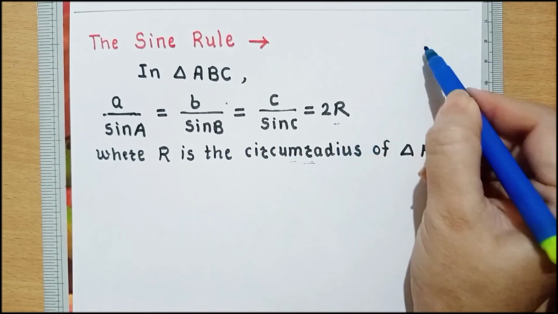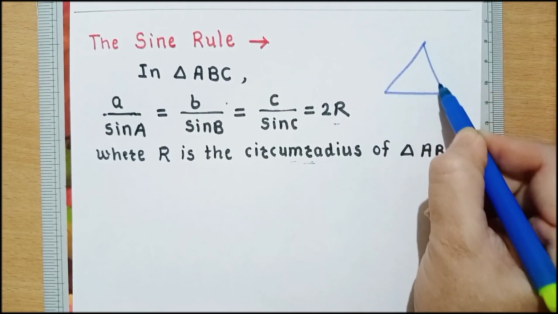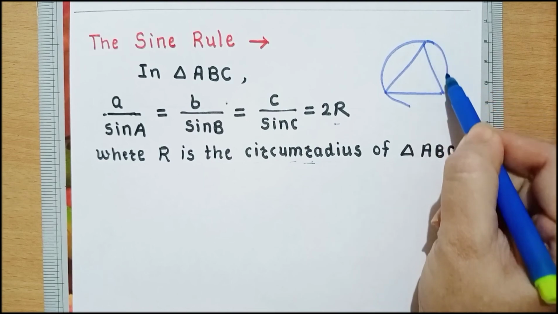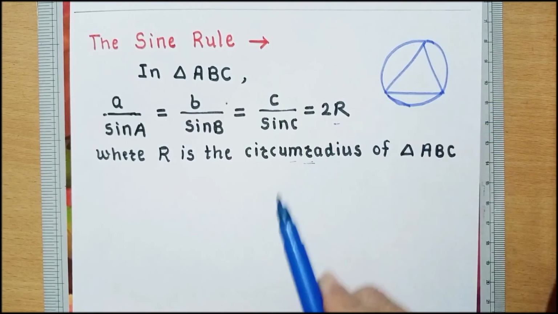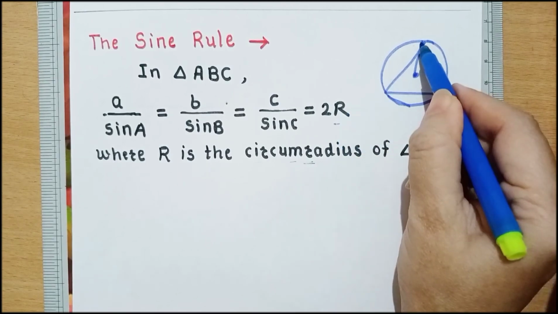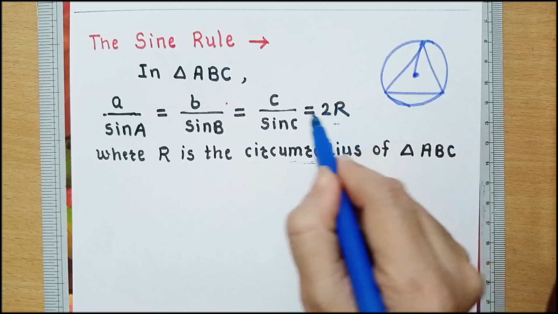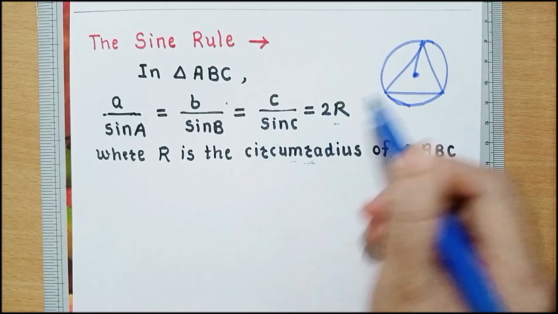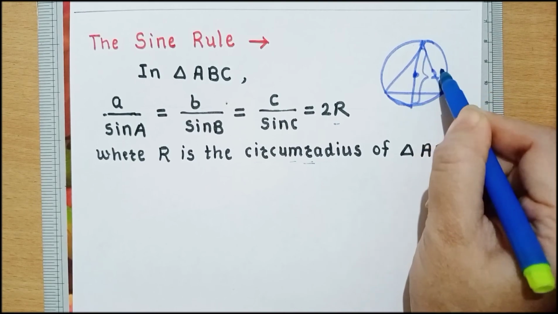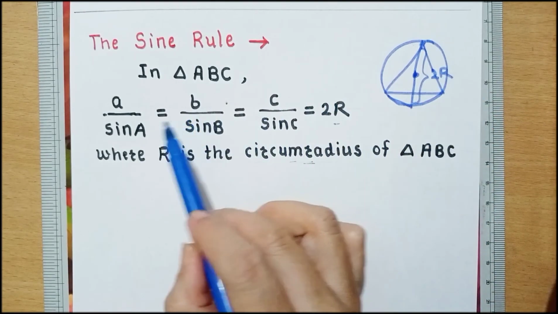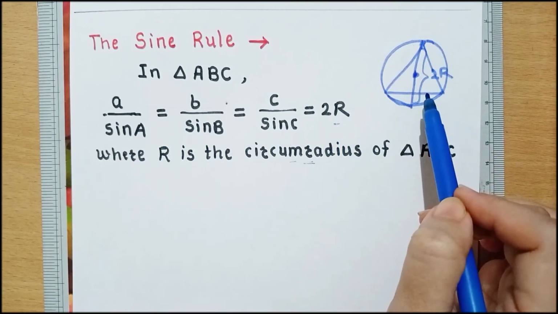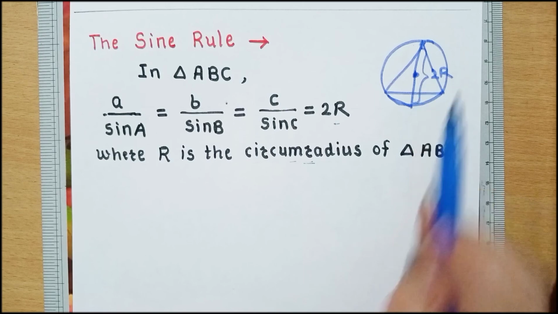And circumradius means, suppose this is a triangle, then the circle passing through these 3 vertices is called the circumcircle, and its radius, suppose this is the center, then this is capital R. Now we have to prove this ratio equal to twice R. So extend this. Now this is twice R, and here we have to prove that each ratio equals twice R, which is nothing but the diameter of the circle.